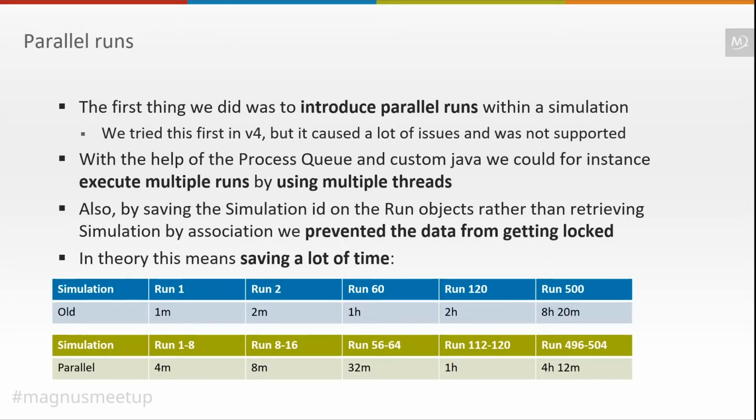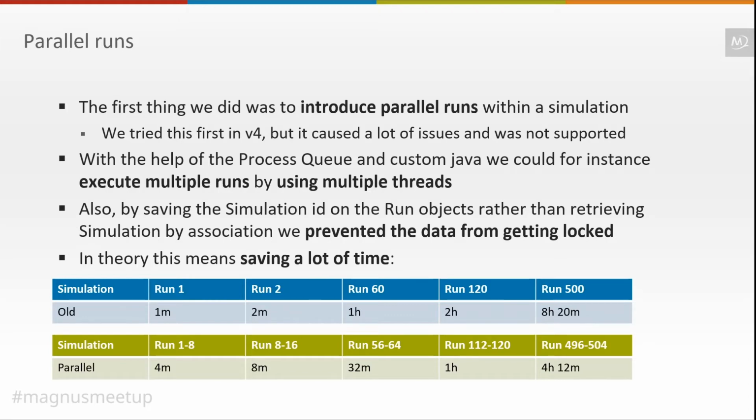So the first thing we did, and I know Sander knows a lot about this, was try to make the runs parallel of each other. So instead of letting them wait until the previous one ran out, we try to run the simulations simultaneously. We used the process queue for that and some custom Java, and then we could execute multiple runs by using multiple threads.